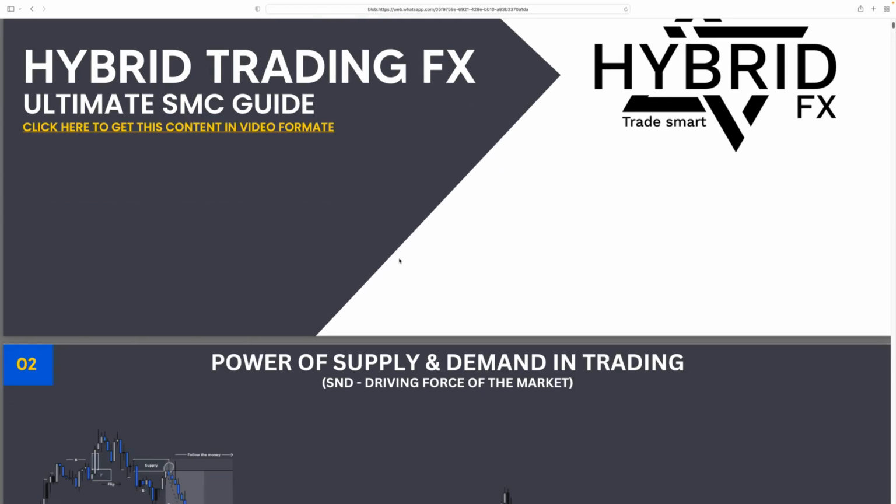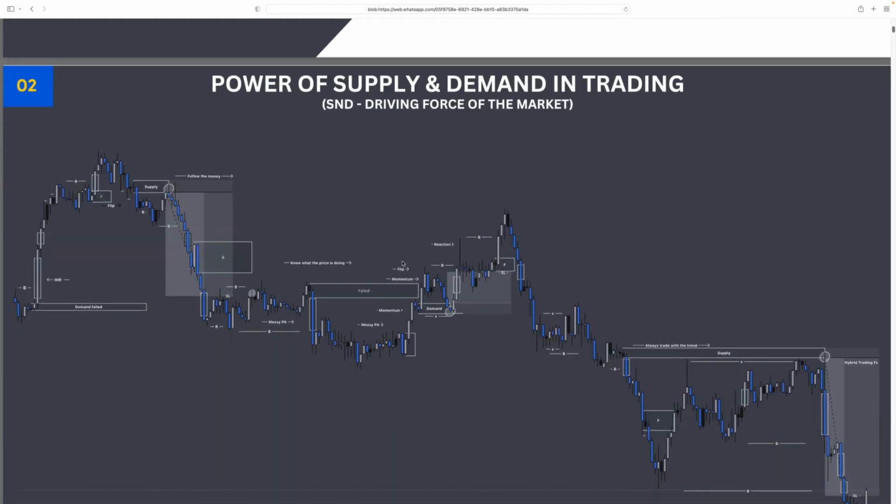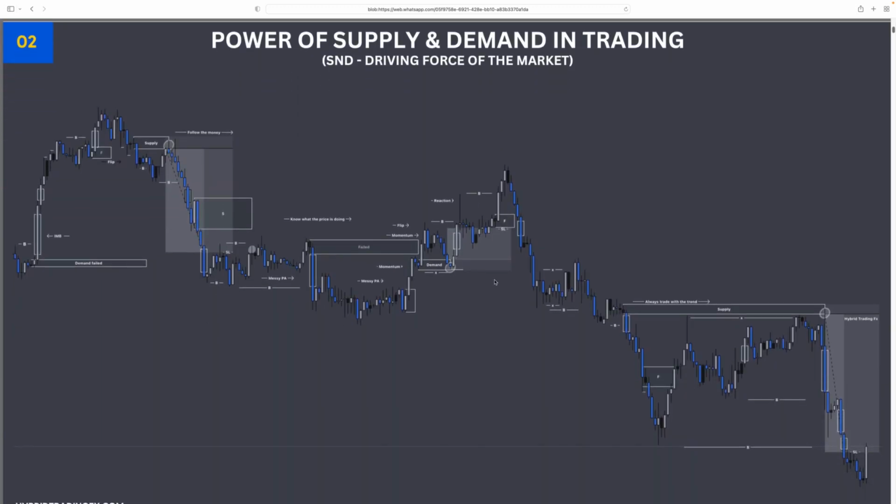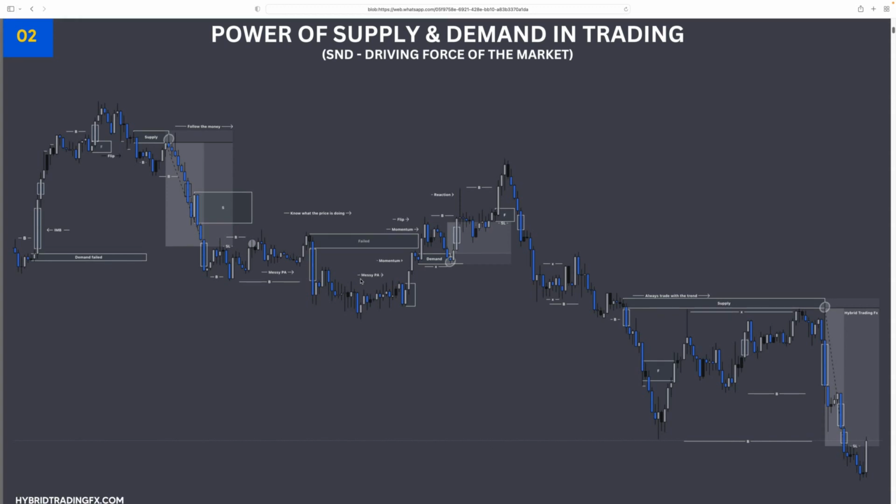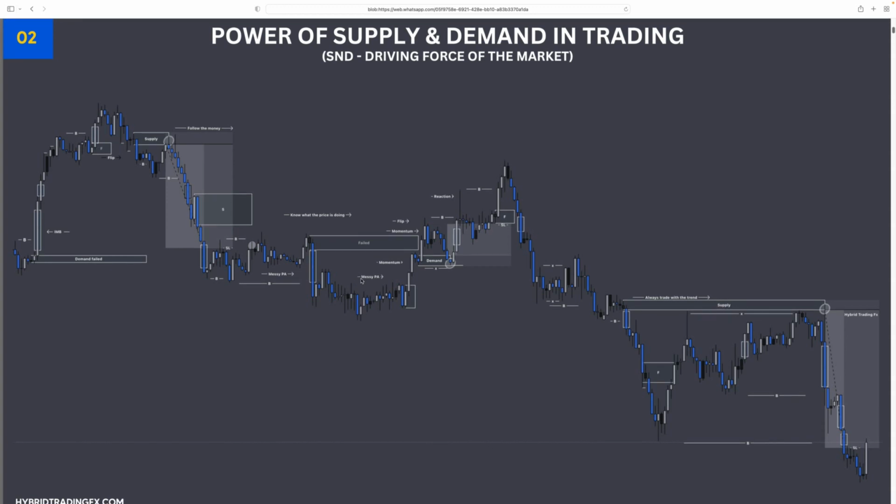Let's start breaking down and start with this first photo right here. So this is basically an example of supply and demand and the driving force of the market. So guys, everything is basically supply and demand. That's really what moves the markets, what drives the markets. That's supply and demand.